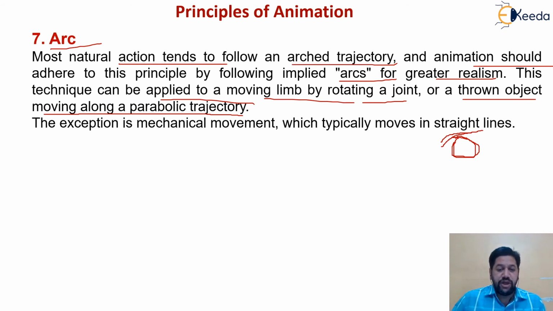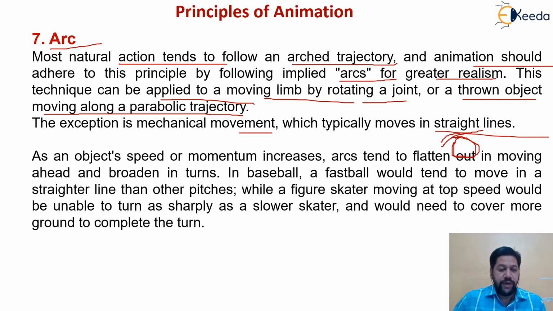The exception is mechanical movement, which typically moves in a straight line. So it should not always be a straight line, but my line should have the arc. It should not be drawn as a straight line. As an object's speed or momentum increases, arcs tend to flatten out when moving ahead and broaden in turns.